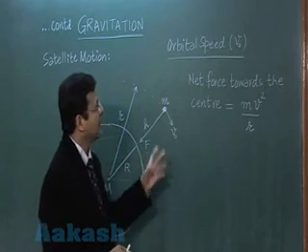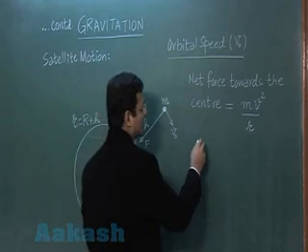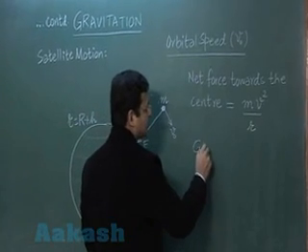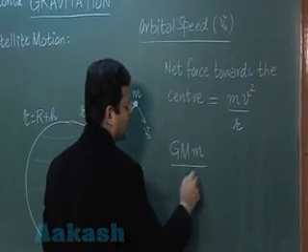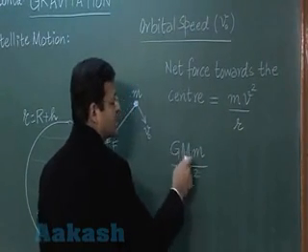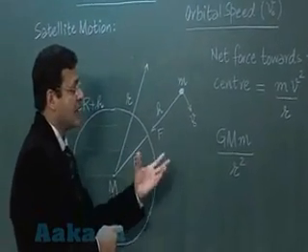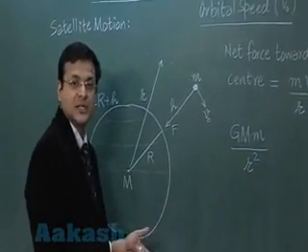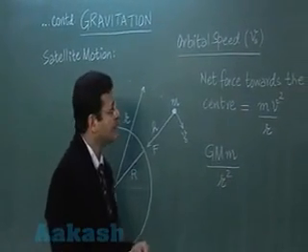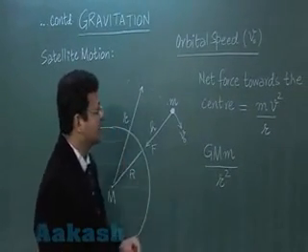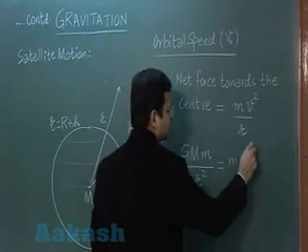Now, for this net force towards the center, we can write the gravitational force, that is capital G, capital M, small m upon r square. Now what is this capital M? Capital M is the mass of the earth, capital G is universal gravitational constant, and this is the mass of the satellite. r is the radius, and that should be equated to mv square by r.